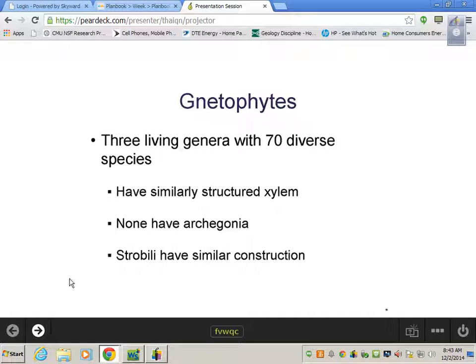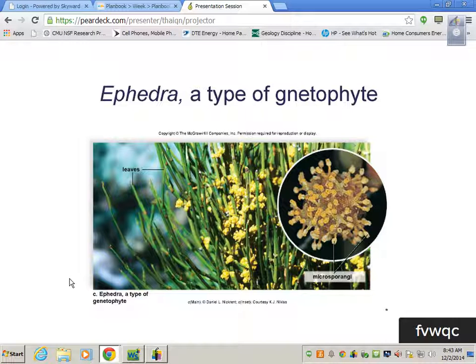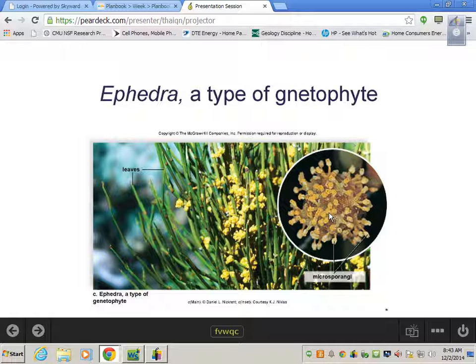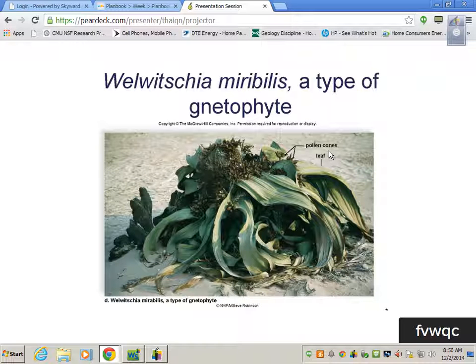Oh, there, I did put them in there. I thought I did. And this is what they look like here. They look a lot like the horsetails, but these are the actual leaves here, with the reproductive organ and the microsporangia in the middle. This is another gnetophyte. We obviously do not have these in Michigan. At least I don't think we do. I've never seen one.